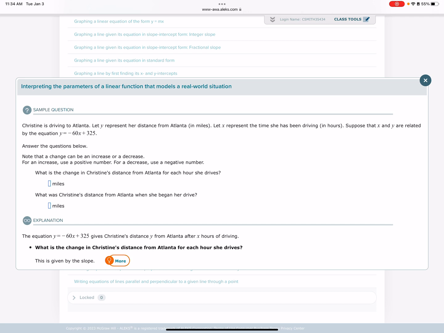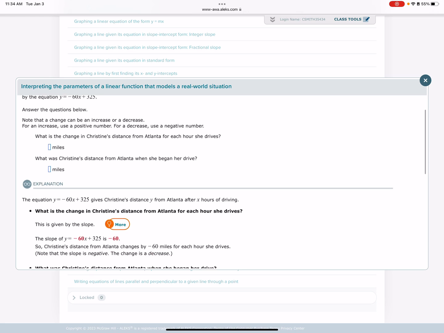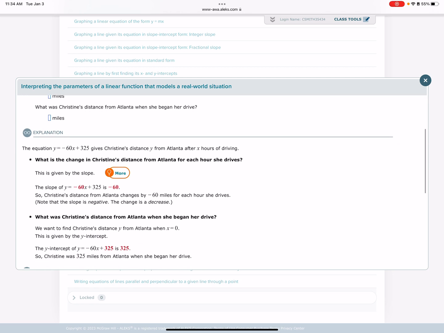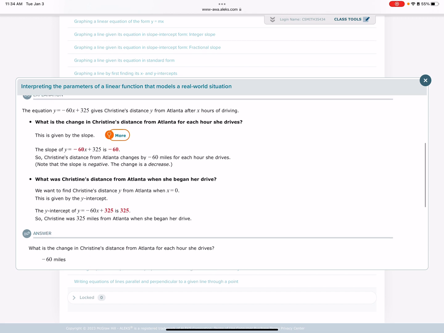What is the change in Christine's distance from Atlanta for each hour she drives? That's the slope. When we look at that, we see negative 60 is the slope. So what that means is she's getting 60 miles closer to Atlanta each hour. That's a negative slope. It's a decrease. Finally, it says, what is Christine's distance from Atlanta when she began the drive? Well, when she began the drive, she was 325 miles away from Atlanta. She's going towards Atlanta, so it's going to be 60 miles closer for every hour she drives, decreasing her distance from Atlanta.